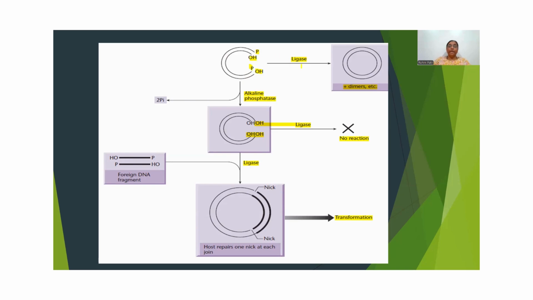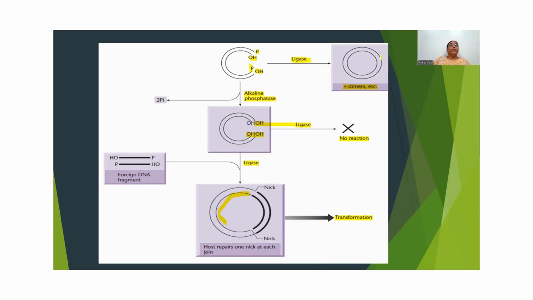In the normal reaction, when you add this foreign DNA to this vector molecule and do the ligation, what may happen? This foreign DNA can get ligated with this vector molecule, or there may be self-ligation. This phosphate can make the phosphodiester bond with the OH in the presence of the ligase. Joining of the vector molecule to the vector molecule is called self-ligation. Such a self-ligated molecule may form.